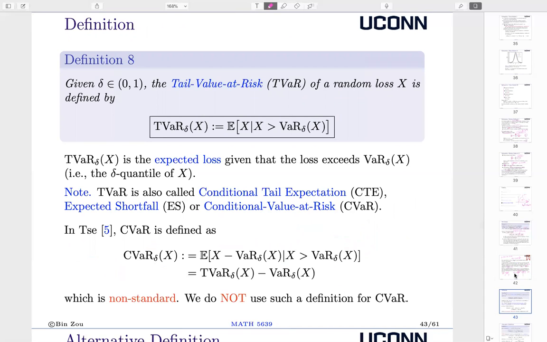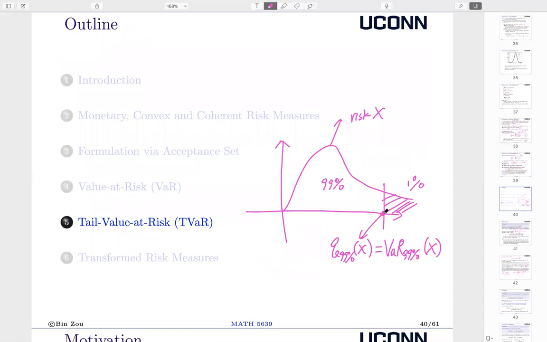Given any delta between 0 and 1, the tail value at risk, TVaR, of a random loss is given in the box, okay? So what we want is not only we care about this threshold, right? We actually want to know beyond this level, what would be our average size. So previously, if I go back to my graph here, we only cared about this point. Now I want to know everything within this range. So I want to know what will be the average.